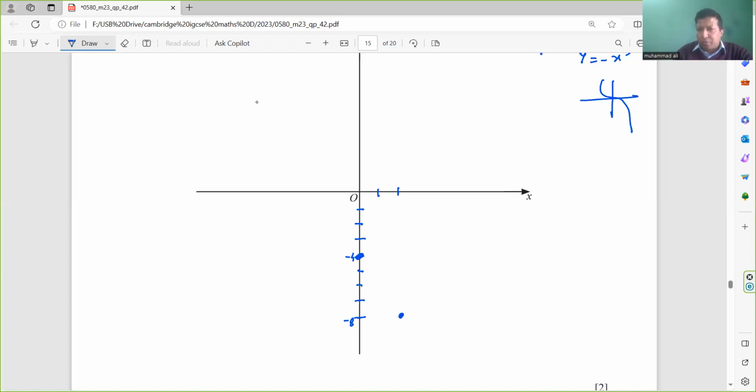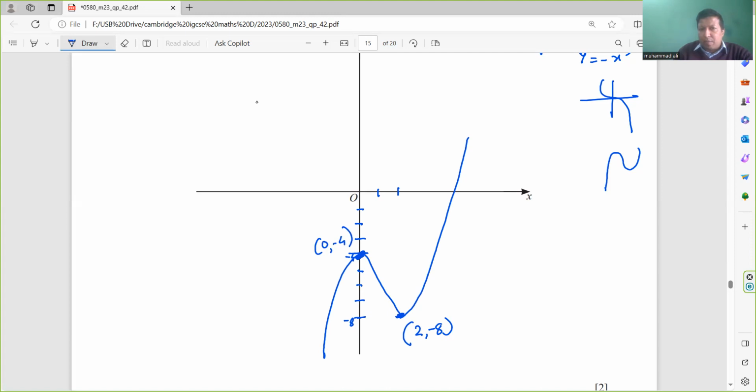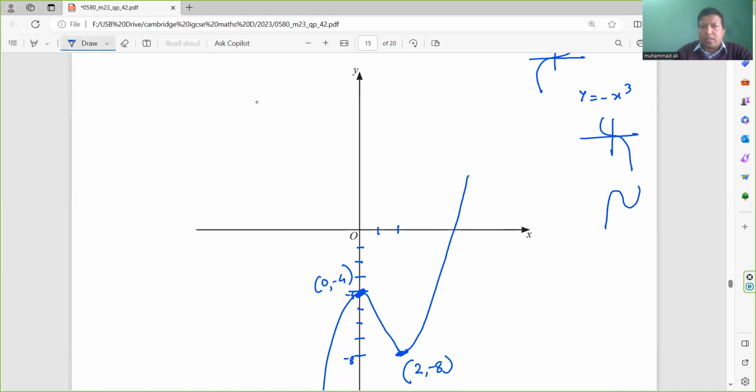And as the curve is y equals x cubed, the curve pattern will be like this. So we will sketch this curve. Here is one turning point and here is another. These are the two turning points where the gradient is 0. This is one turning point, (2, minus 8), and that one is another turning point, (0, minus 4). At both of these stationary points, the gradient equals 0. So this is the sketch of the curve y equals f(x).